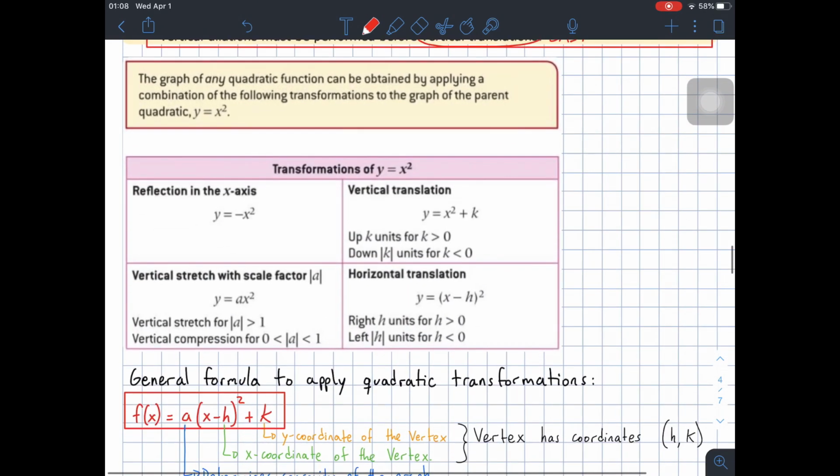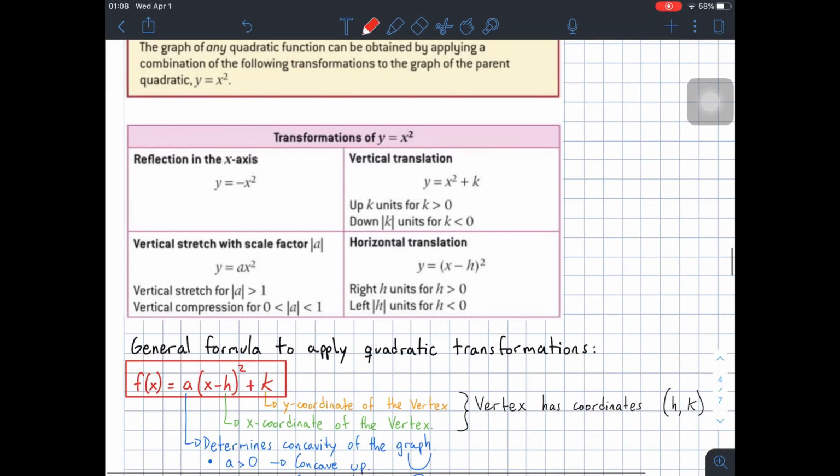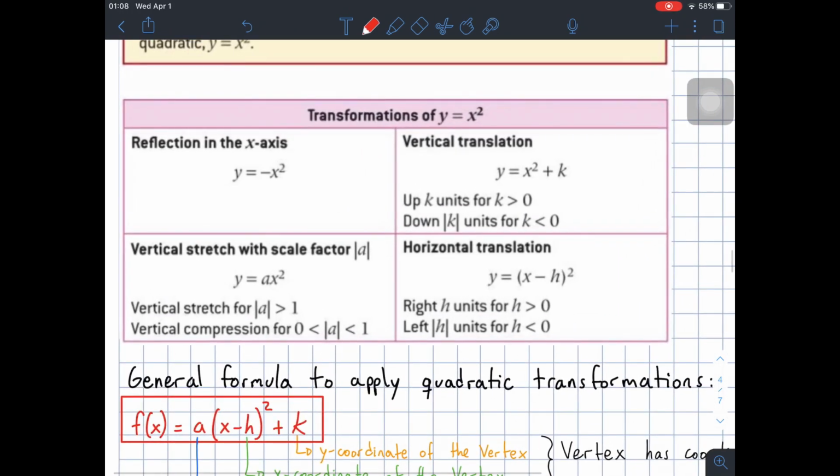Okay, then it says, the graph of any quadratic function can be obtained by applying a combination of the following transformations to the graph of the parent quadratic y equals x squared. Okay, so this is just a brief summary of what we were studying: transformations of y equals x squared.